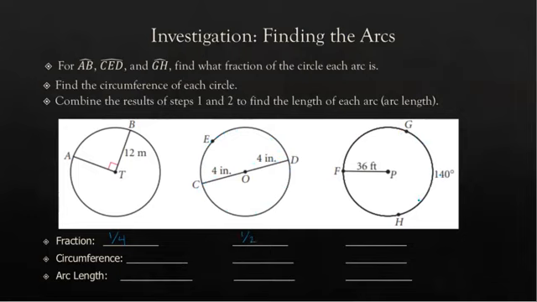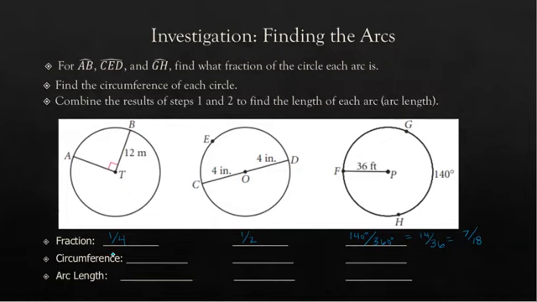GH, it's 140 degrees. 140 degrees over the total 360 degrees. We can reduce that by a factor of 10 and put it as 14 over 36. We can then reduce again by 2 and say that it is 7 over 18. And if we keep it in a fraction, that's the lowest fraction that we can get to.